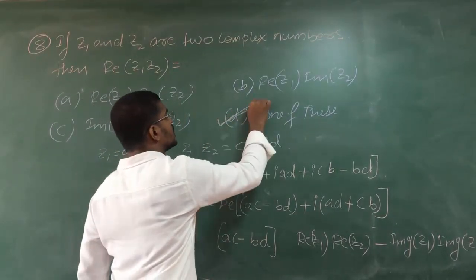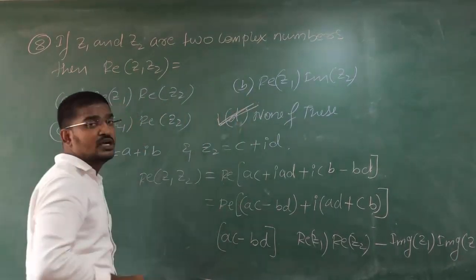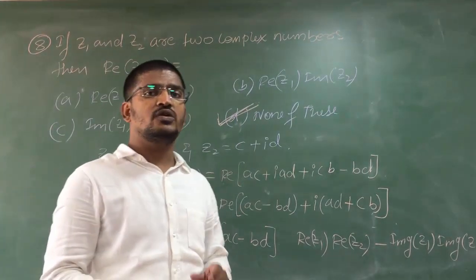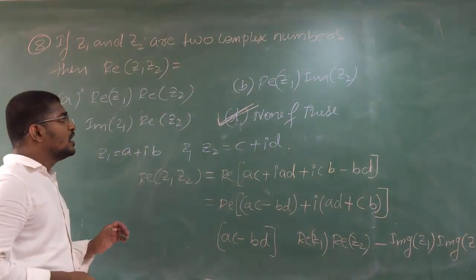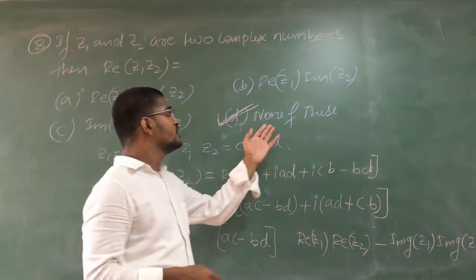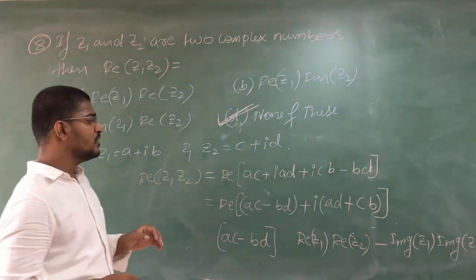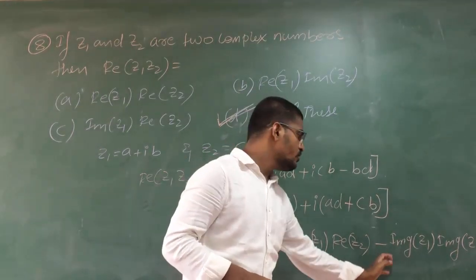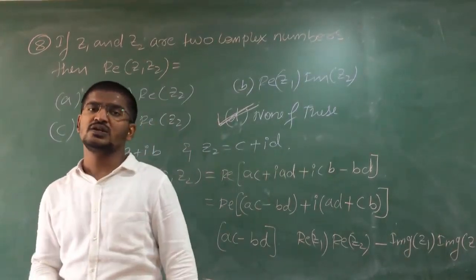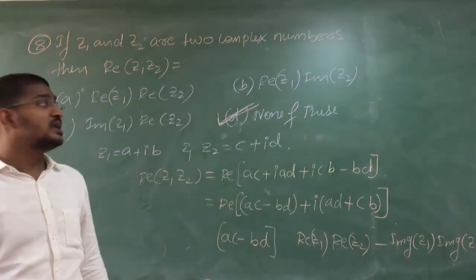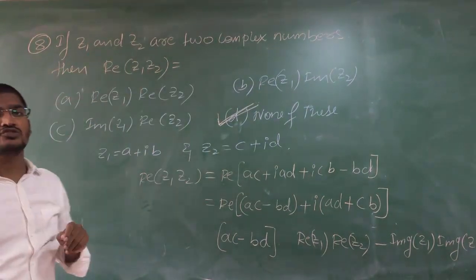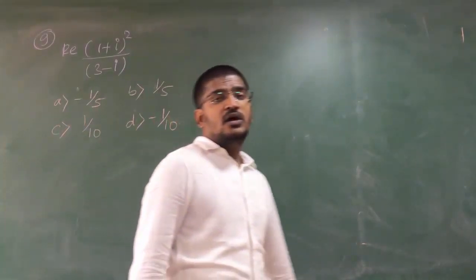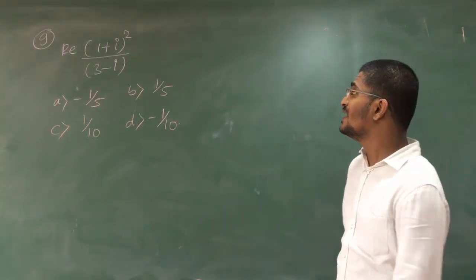So first time you are getting none of these in my nearly 6 hours of class. Clear? Till now we have not got none of these. Now we are getting none of these as our answer, because the real part of Z1 into Z2 is the real part of Z1 into the real part of Z2 minus the imaginary part of Z1 into the imaginary part of Z2, which will be your answer for this 8th question. Now let us move to problem number 9.